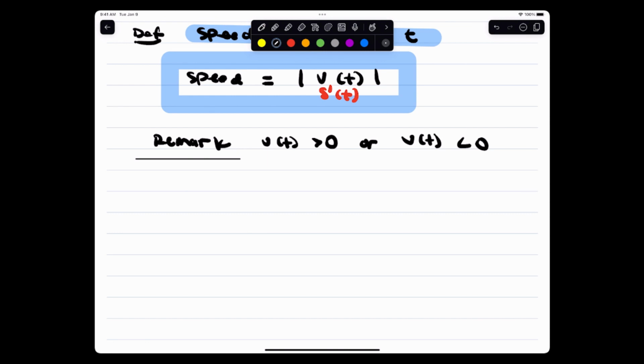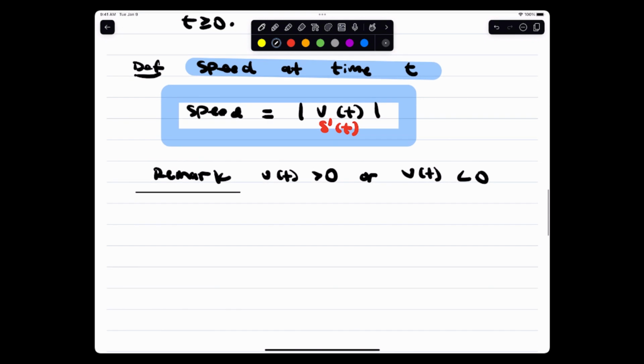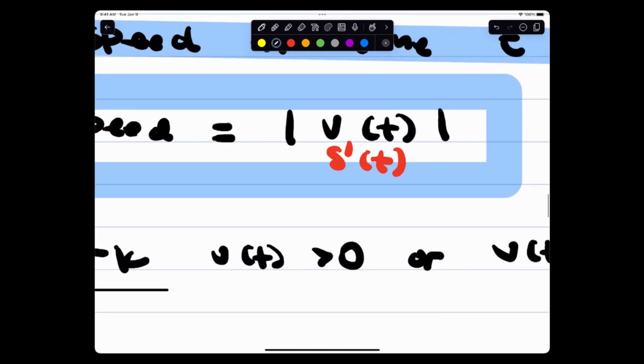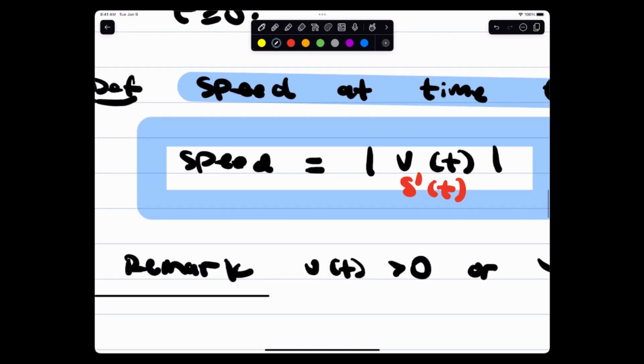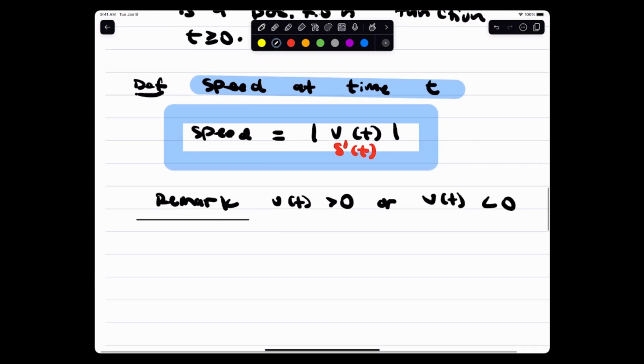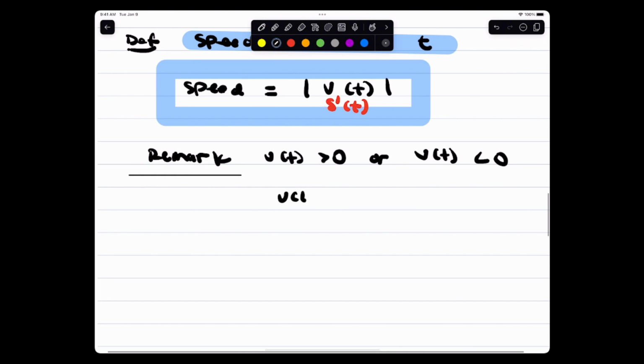Why? Because speed is what? It's the absolute value of velocity. Speed is usually positive. There's one exception, because velocity could be 0. And in the case that velocity is 0, ladies and gentlemen, speed will be 0. You see what I'm saying? So really, velocity can be positive, it could be negative, or it could be 0, and it all has meaning. We're going to give you what the meaning is.